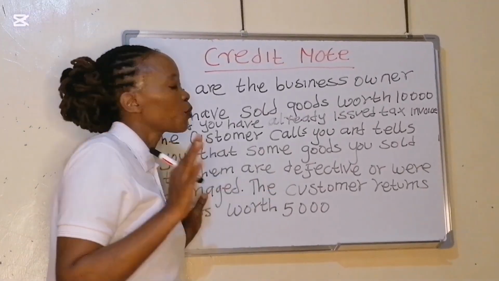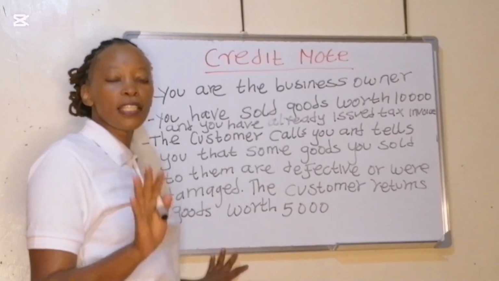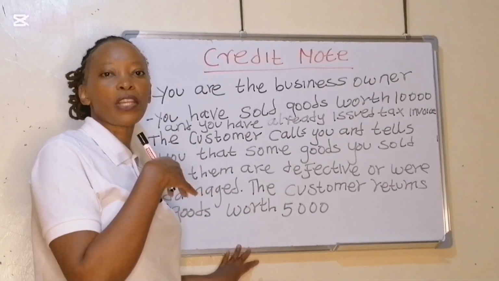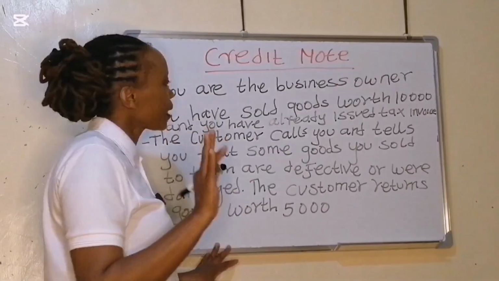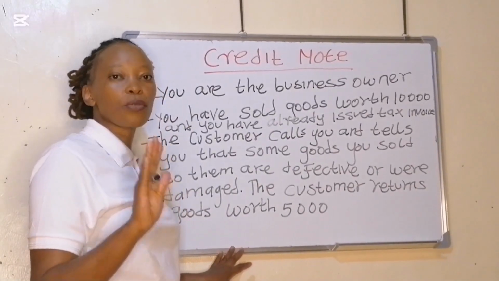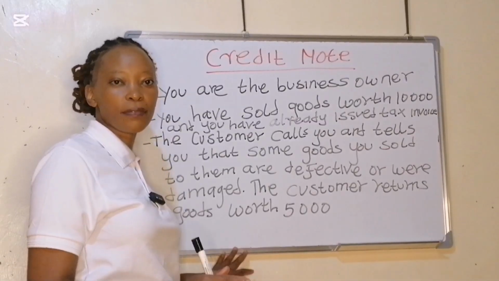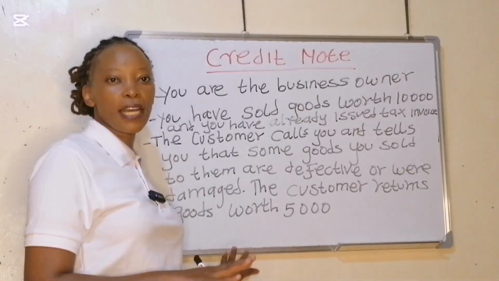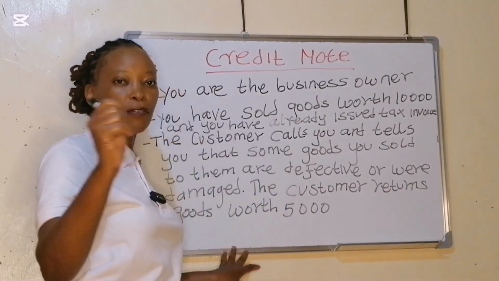Okay, you have sold goods worth 10,000 to a customer. You are the business owner. You have already issued them a tax invoice, and you expect them to pay 10,000. Then the customer calls you and complains that some of the goods were damaged, some were defective. They return goods worth 5,000.